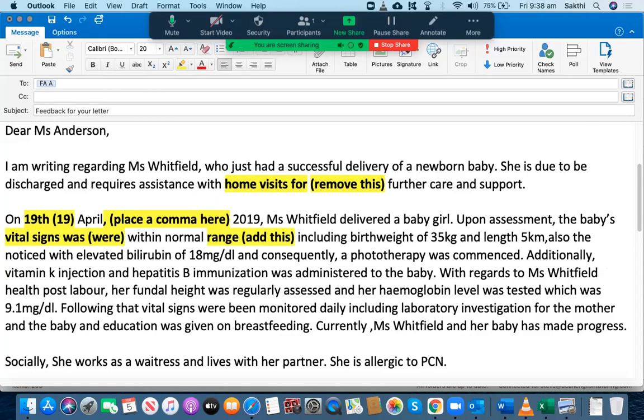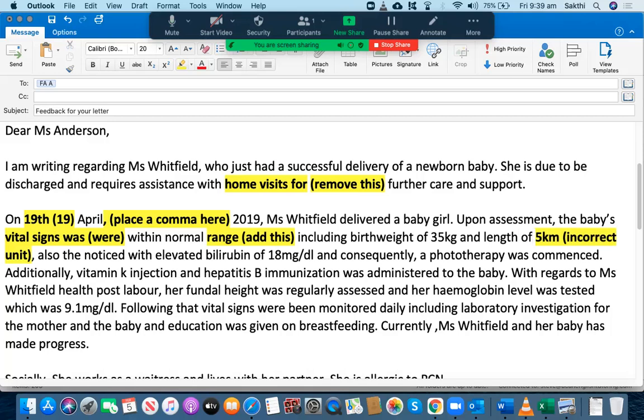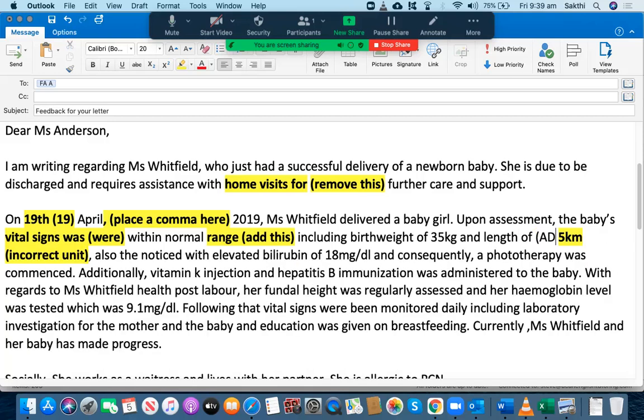"Including birth weight of 35 kilograms and length of 5 kilometer." It's not 5 kilometers. Oh my god, that's too much. That could be 5 centimeters or maybe more than that, but we have to confirm it. But this is wrong. Incorrect. The unit of measurement the way that she has mentioned is wrong. The length cannot be 5 kilometers. It is too much. Okay, birth weight of and length of something. She should have used "of" here. Add this, please.